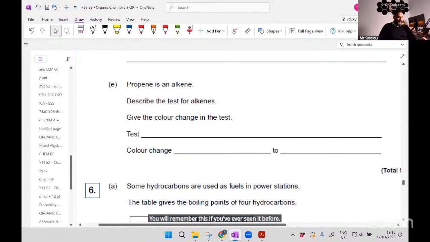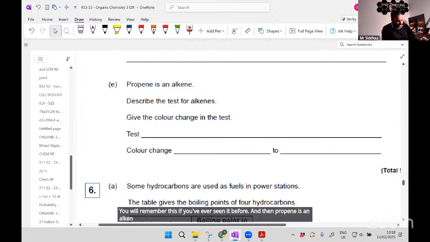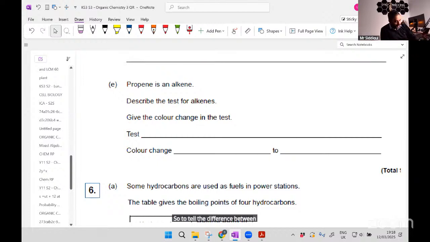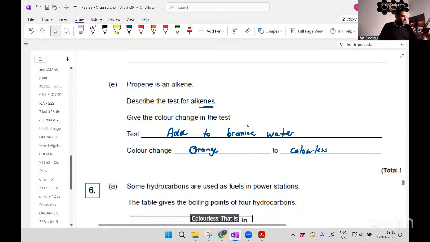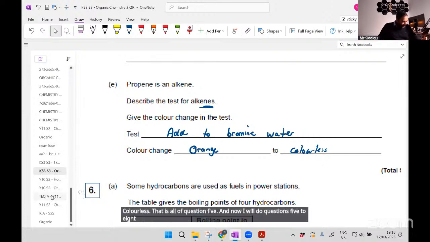And then propene is an alkene. Describe the test for alkenes and give the color change. So to tell the difference between alkanes and alkenes, you add it to bromine water. Bromine water is orange to begin with, and if you add an alkene to it, it goes colorless. That is all of question 5. And now I will do questions 5 to 8 from the year 10 one.